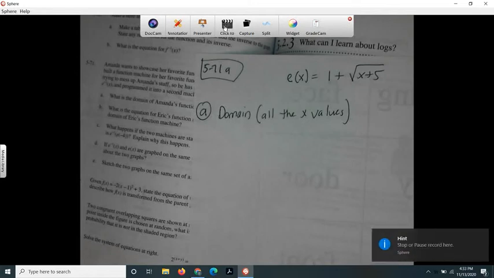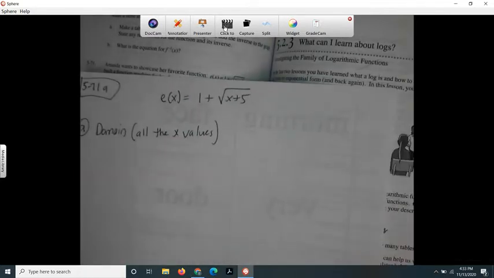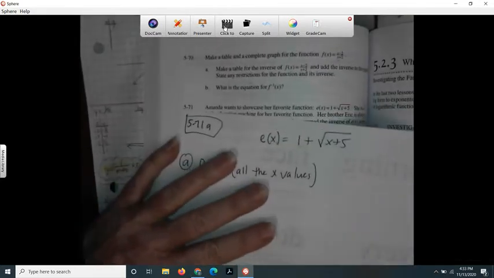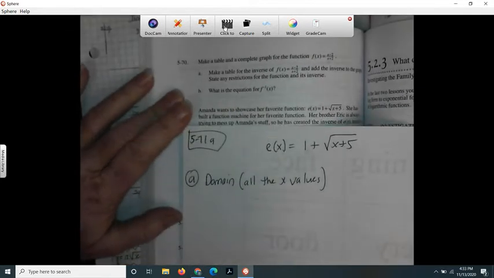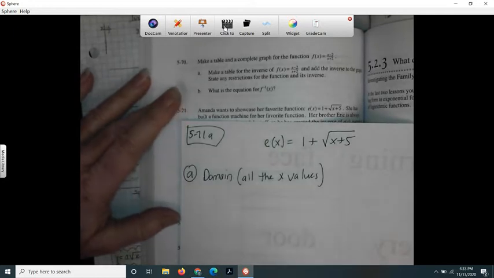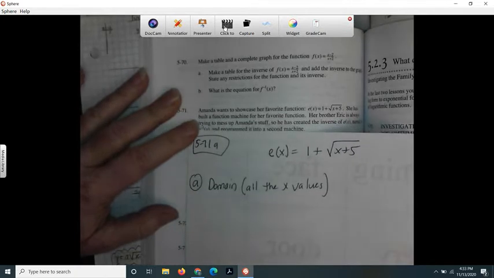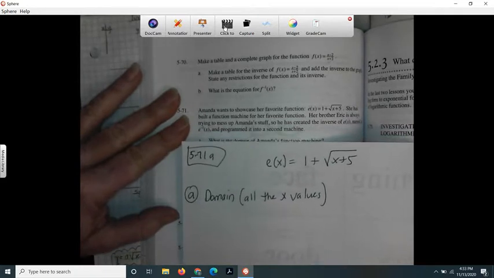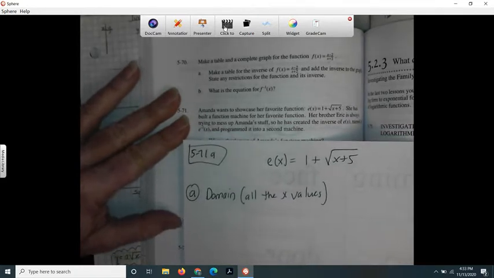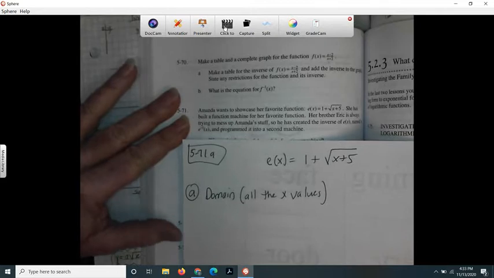Here's Integrated 3, problem 5-71A, and it's talking about Amanda's function machine. Amanda wants to showcase her favorite function, e of x equals 1 plus square root of x plus 5. She has built a function machine for her favorite function. Her brother Eric is always trying to mess up Amanda's stuff, so he has created the inverse of e of x, named e inverse of x, and programmed it into a second machine.